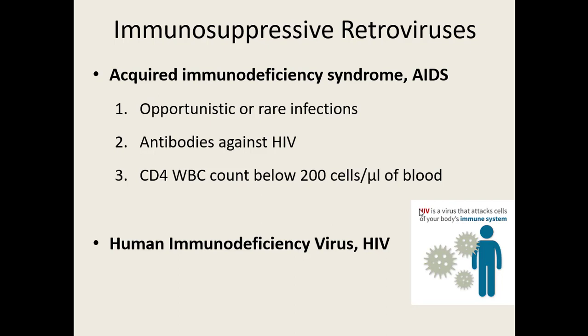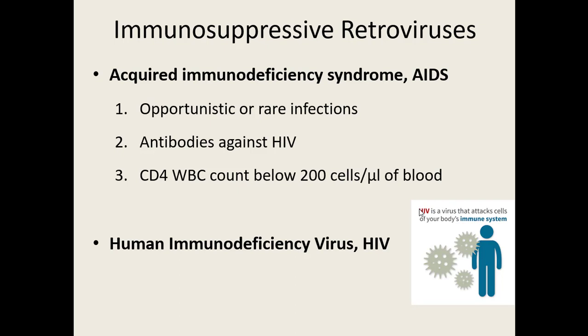And so it's an acquired immunodeficiency syndrome. Now, things that happen when you're in this AIDS stage of HIV infection: one, you're generally going to have opportunistic or rare infections that healthy individuals would not normally see. Two, you're going to show antibodies for HIV. Your immune system has recognized that it is infected with a virus, and it can make antibodies against it.